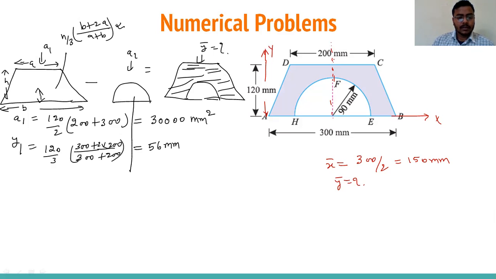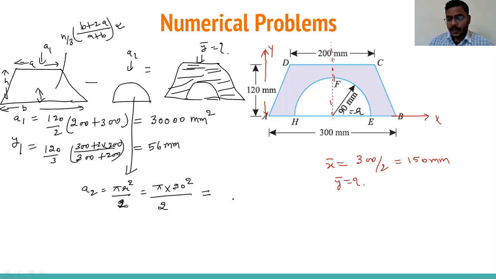Now come to the semicircle. What is the area for the semicircle? Pi r square by 2. Pi into r, which is given as 90, so 90 square divided by 2. I've calculated it, so I'm writing here: you will get 12723.45.